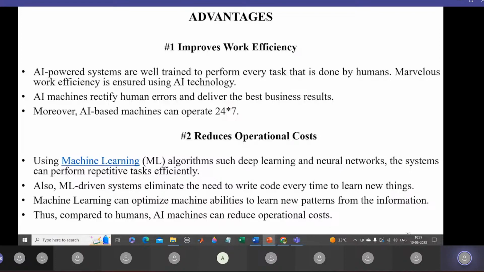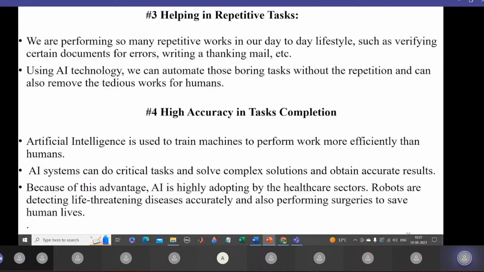And then machine learning can optimize the machine abilities, so they can learn new patterns from the information. Compared to humans, AI machines can reduce operational cost. Once you buy a machine, then that's enough. And helping in repetitive tasks: we are performing so many repetitive works in our day-to-day lifestyle, like verifying certain documents for errors, writing a thank-you mail, etc. But using this AI technology, we can automate those boring tasks without the repetition, and you can also remove the tedious work for humans. Like, I'm busy, or thanks for your mail. Just click it, and it will automatically reply. That is a repetitive task, helping in that. And the high accuracy in the task completion.